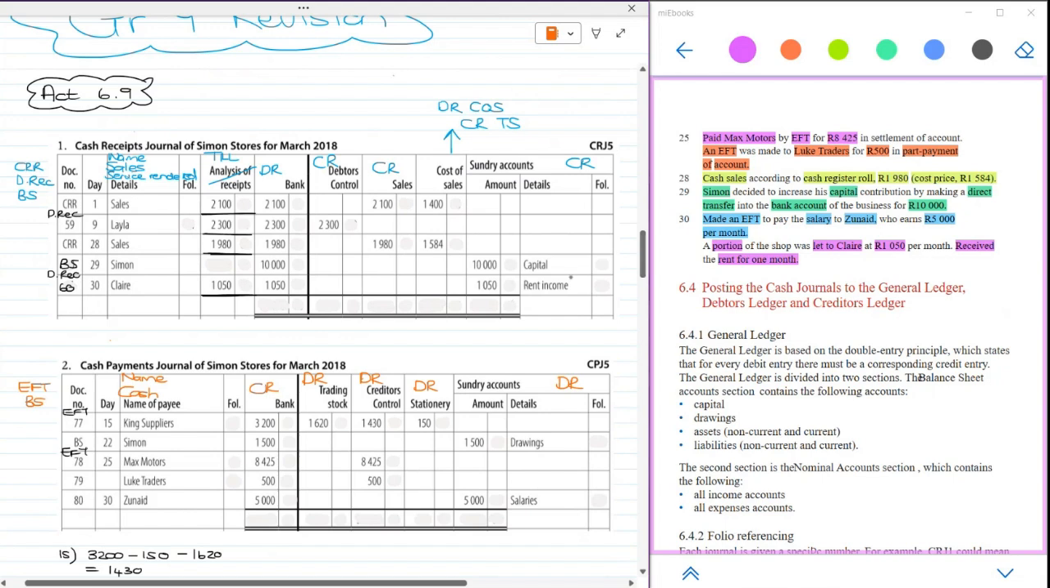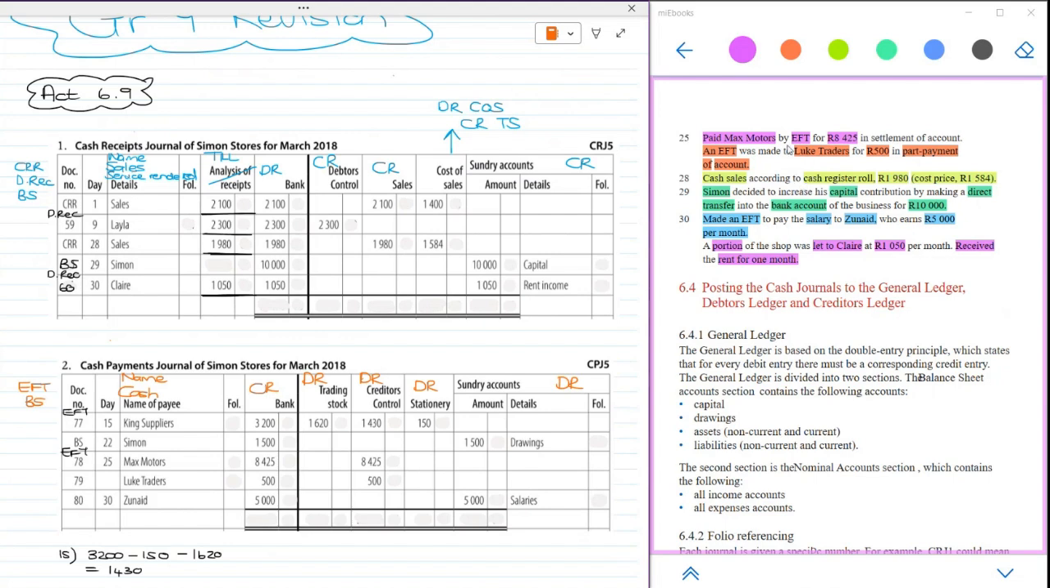Okay, please, grade 10s, look at the account name. It's not rent received, it's rent income, and the expense is called rent expense. Okay, and there we looked at all our transactions. So the last thing we need to do in the journals is to go and get our totals.